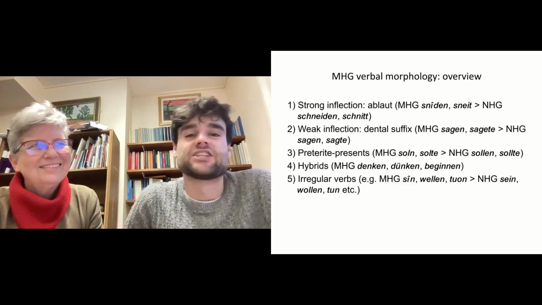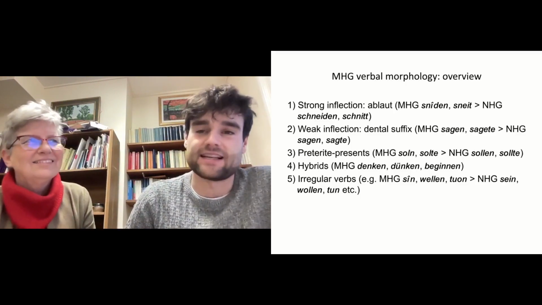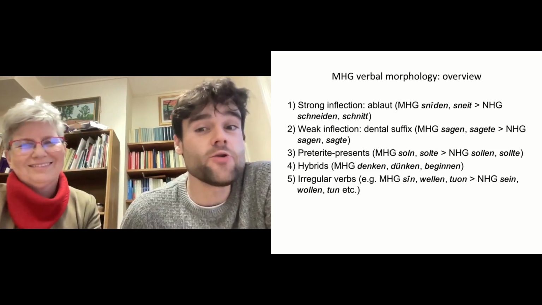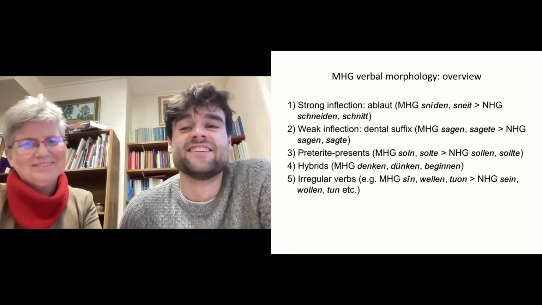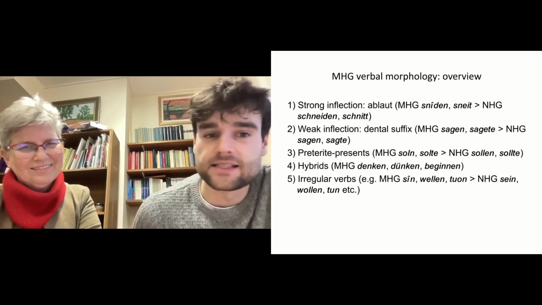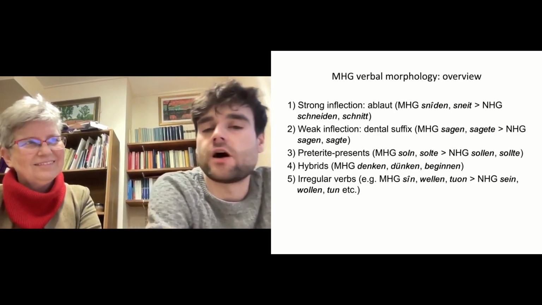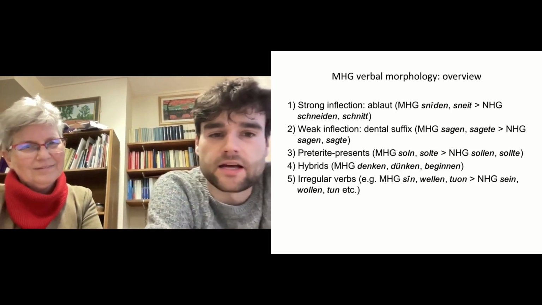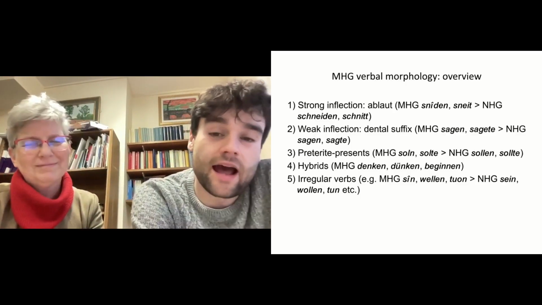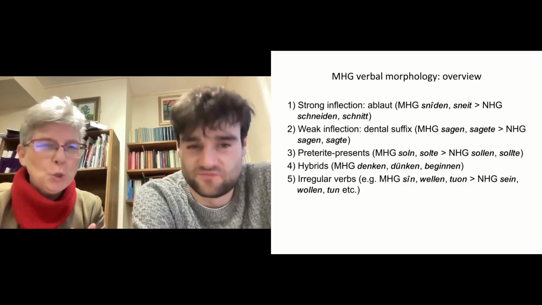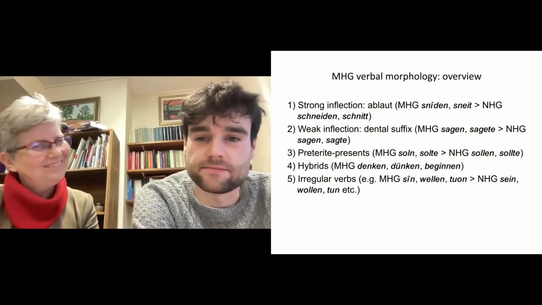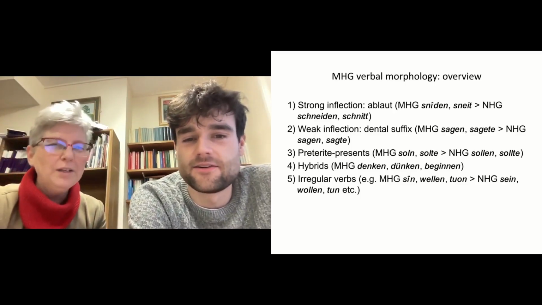The so-called weak verb inflection emerges in Germanic, and uses a dental suffix as a tense marker, as in Middle High German sagen, sagete, and in New High German sagen, sagte. In addition, Middle High German has a morphologically hybrid class, the so-called preterite presents, from the core of which a large part of the New High German modal verbs develop, such as Middle High German sollen, sollte, going to New High German sollen, sollte, and a few isolated hybrids such as denken, dünken, and beginnen. And finally, a number of morphologically irregular verbs, such as Middle High German sehen, wellen, tuon, and a few others.